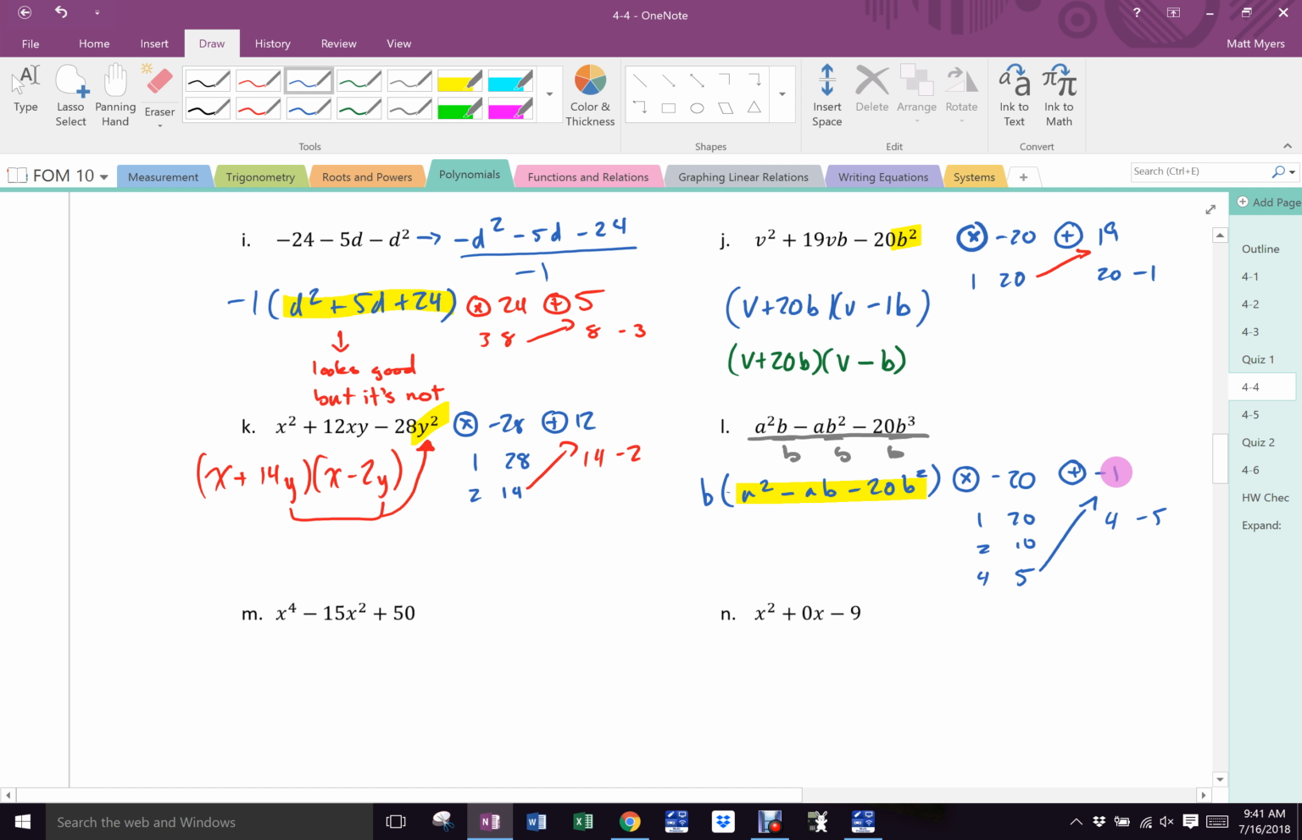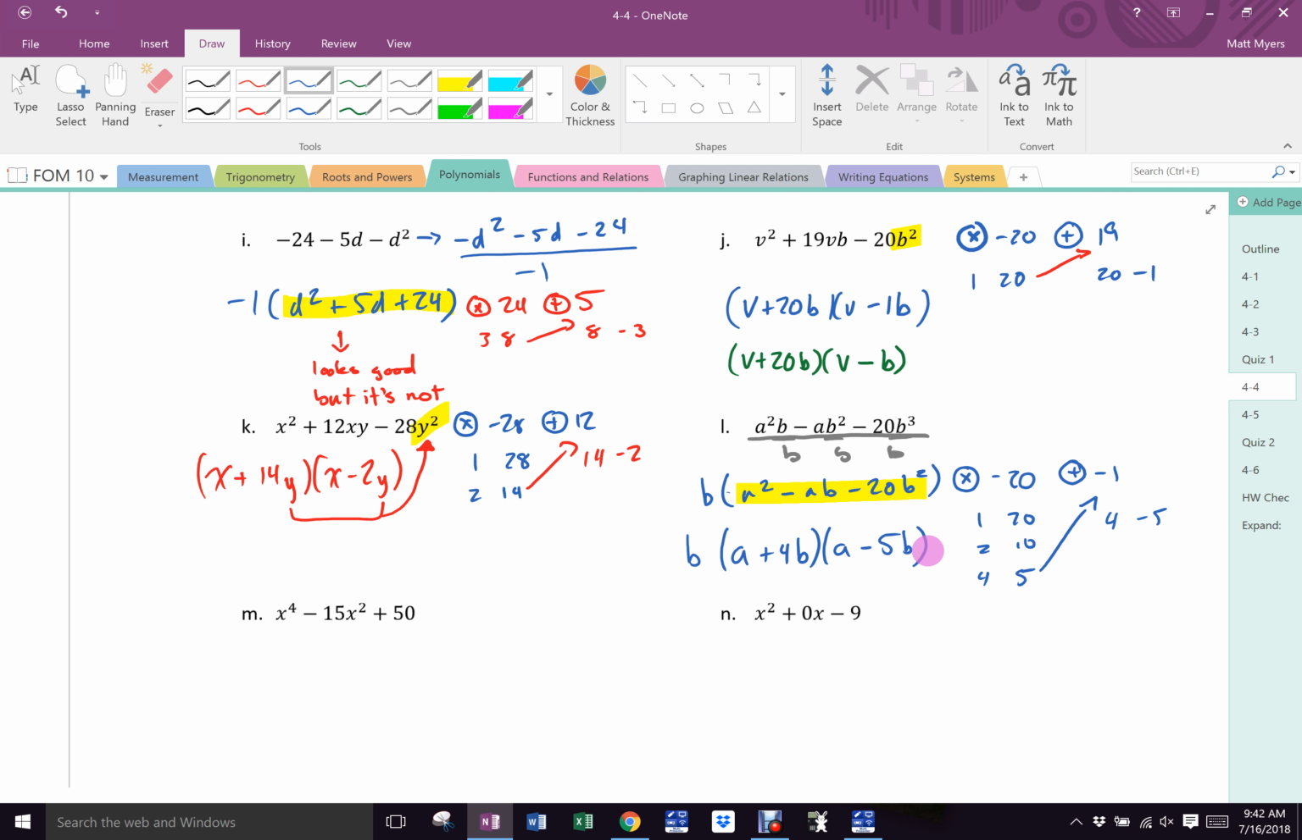4 minus 5 gets me negative 1, yes? So there's a b on the outside, so we can't forget about him. This is a plus 4 what? Plus 4b. And a minus what? 5b. And we're done there. Is everybody okay? Because that's about the second trickiest thing I can do to you. Is everybody good up to L?